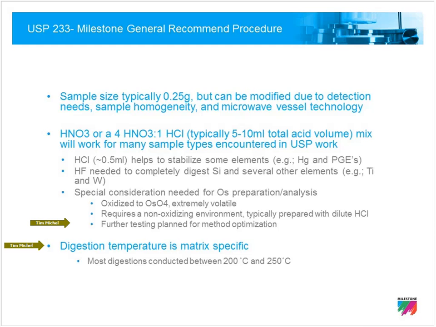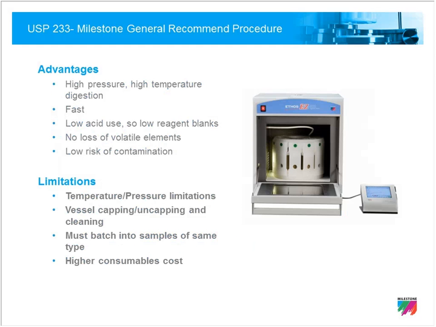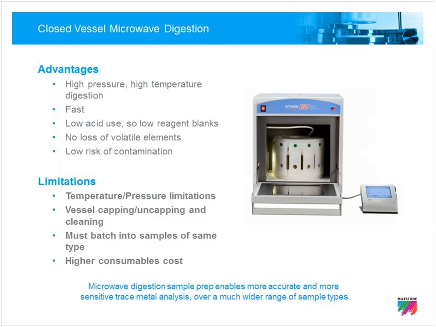Finally, for doing sample prep for USP 233, digestion temperature. Temperature is really matrix specific, but most digestions are going to be conducted somewhere between 180 or 200 degrees C up to 250 degrees C, really, again, depending on your sample type. And again, the microwave vendor can certainly get you a long way there in selecting the proper microwave method to be used.